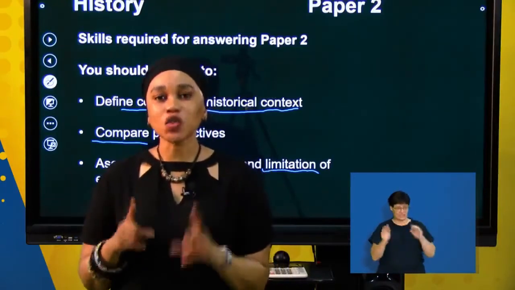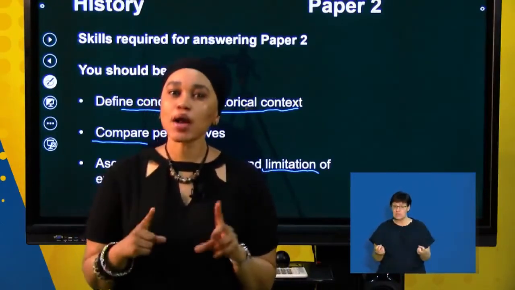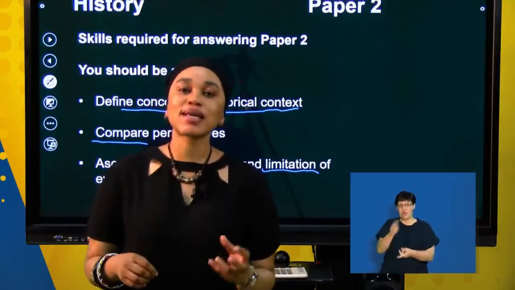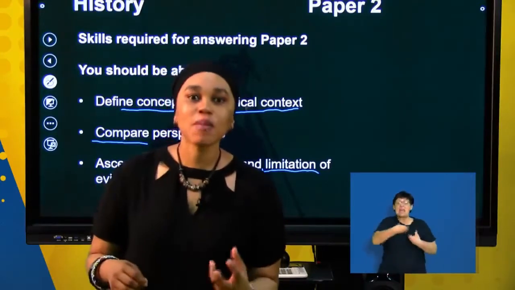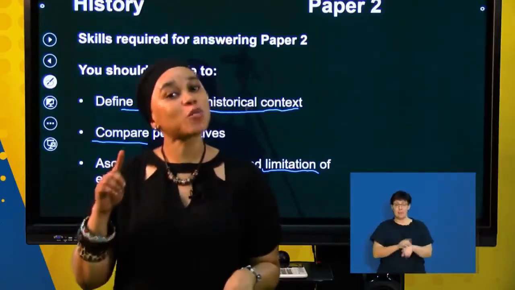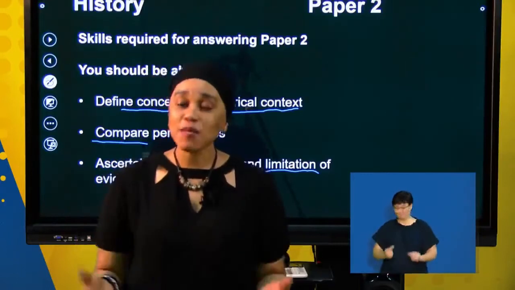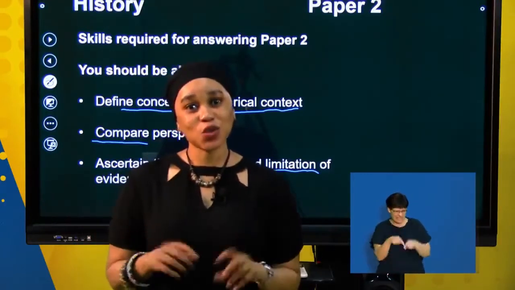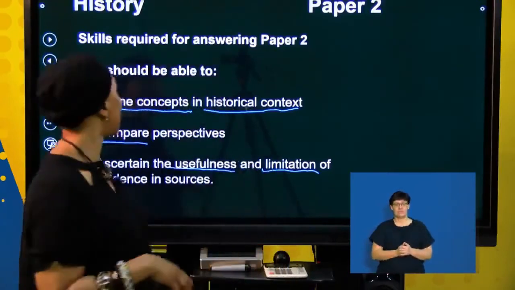You can have a source that is not reliable but useful. It is useful in a sense that it can give us information about what happened during the time. However, it cannot be trusted because maybe it is biased. I hope you understand the difference between those two. Let's carry on.